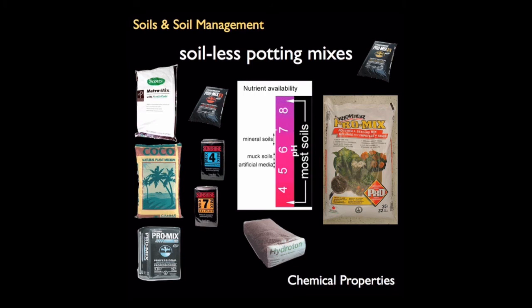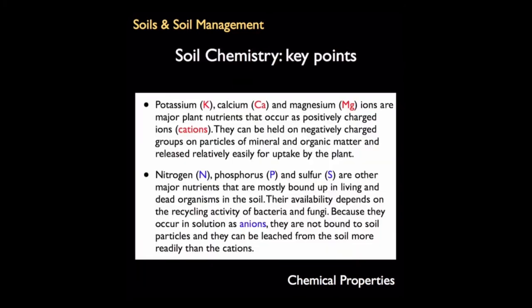So we've seen that soil chemistry is a very complex yet very important part of understanding soil function. Let's look now at some of the key points that we've addressed through this unit. Potassium, calcium, and magnesium ions are major plant nutrients that occur as positively charged ions. They can be held on negatively charged groups on particles of mineral and organic matter, and released relatively easily for uptake by the plant. Nitrogen, phosphorus, and sulfur are other major nutrients that are mostly bound up in living and dead organisms in the soil.